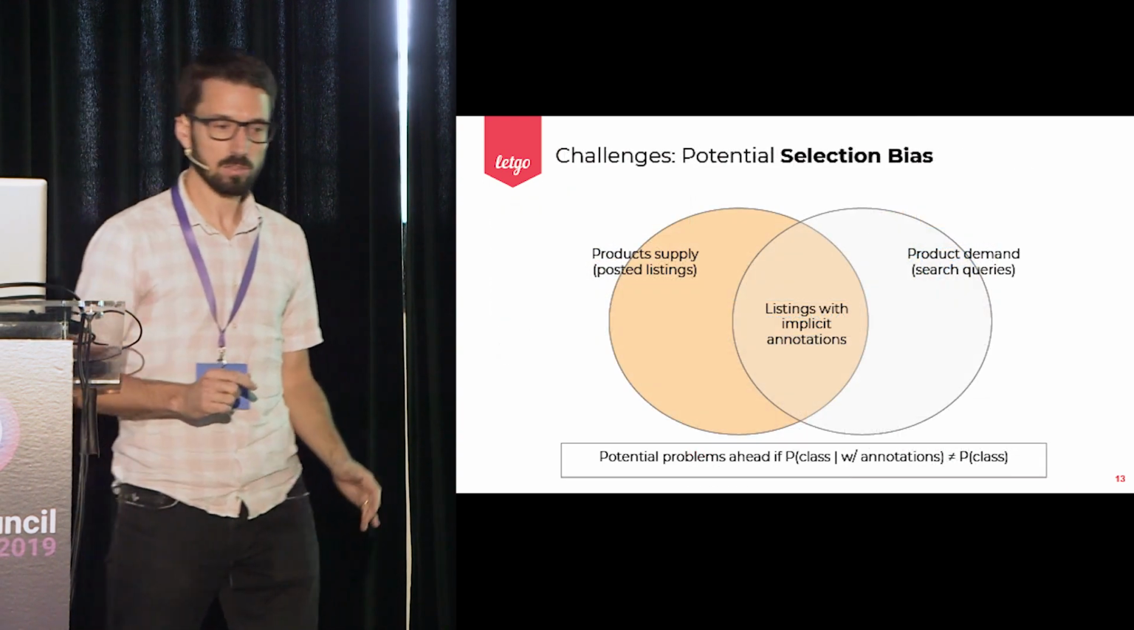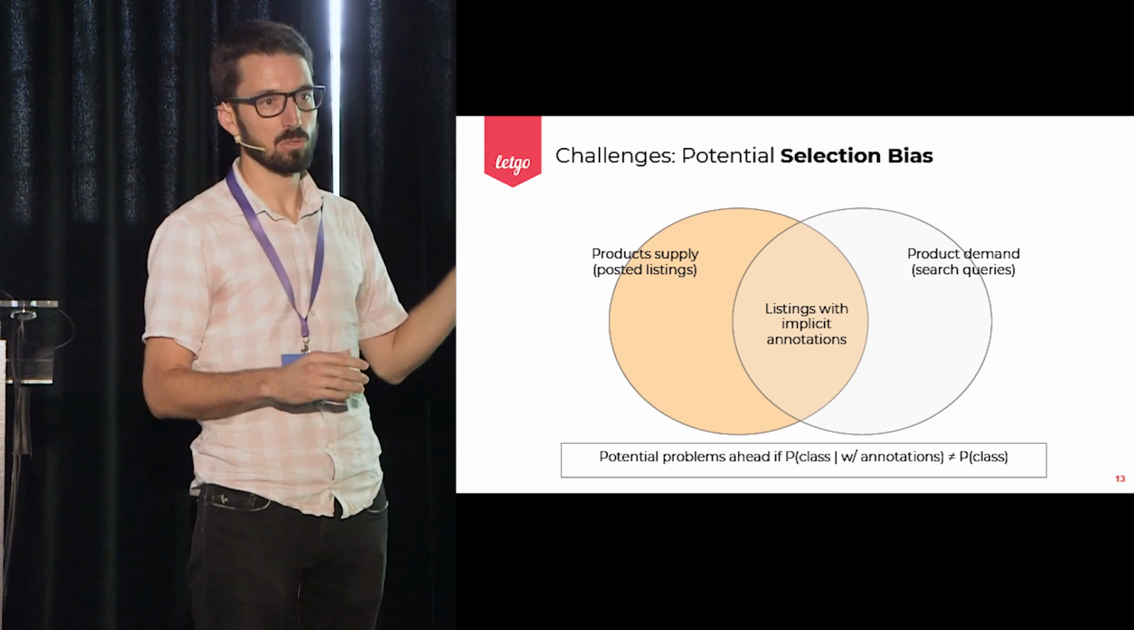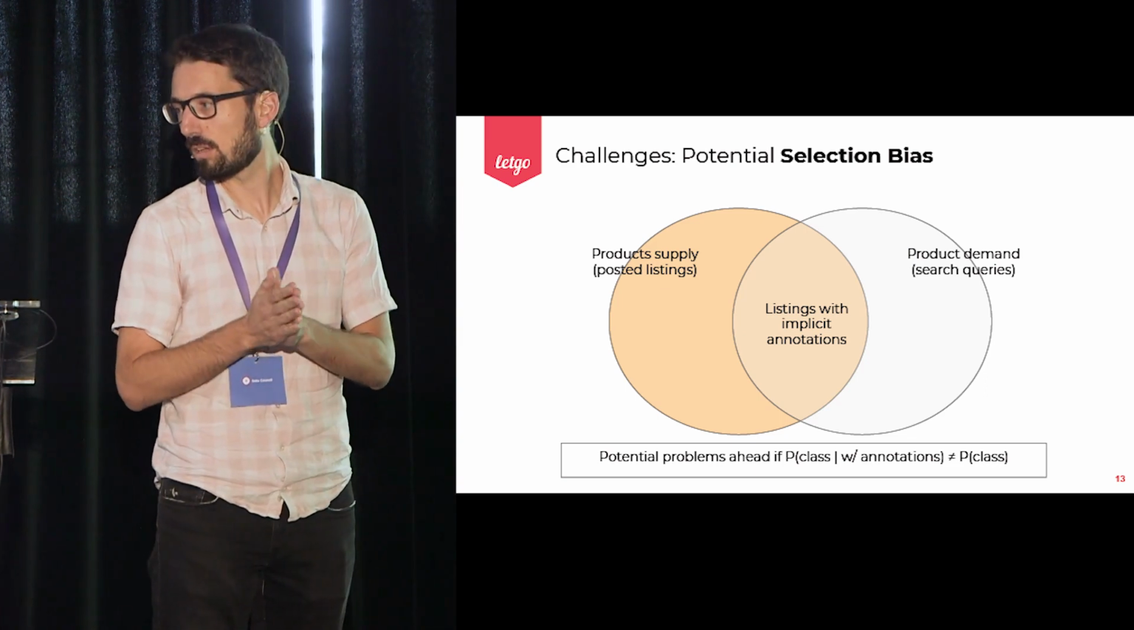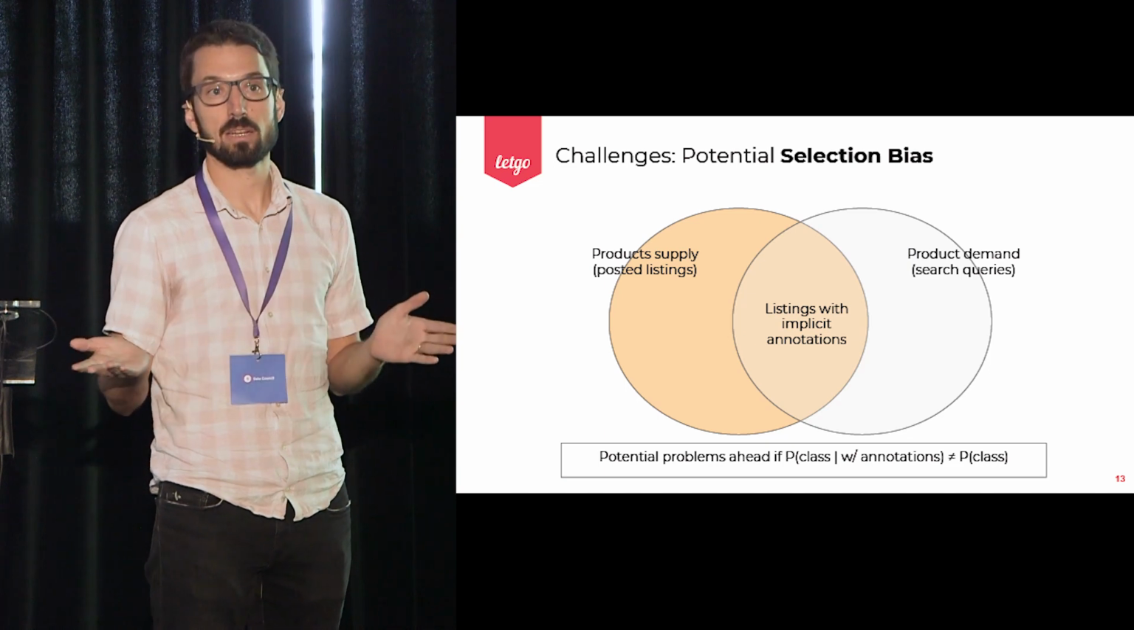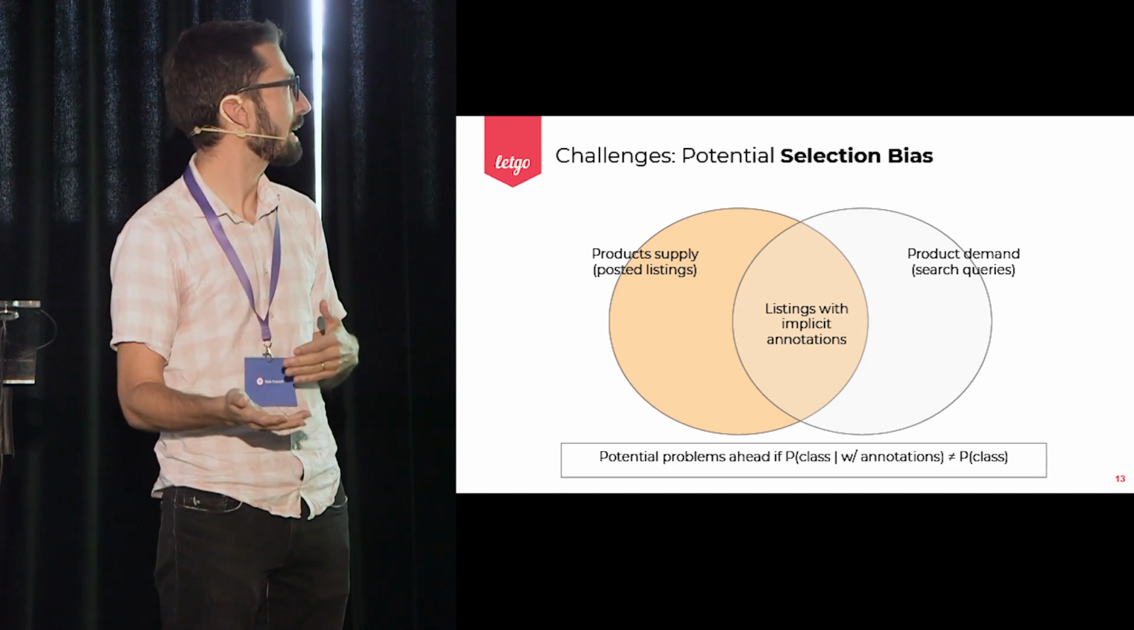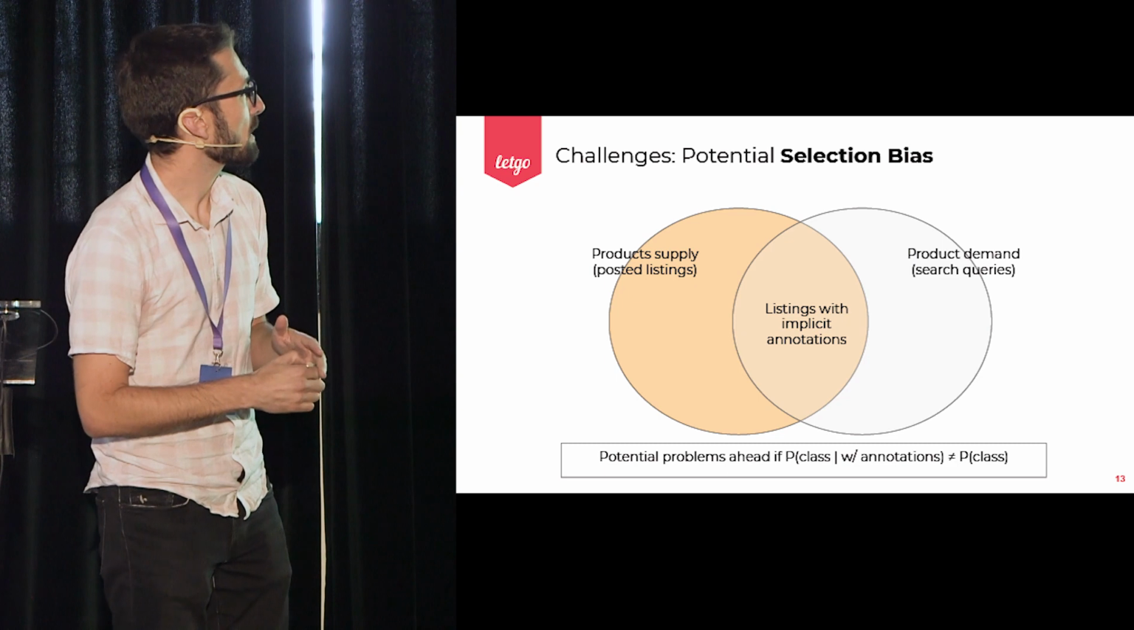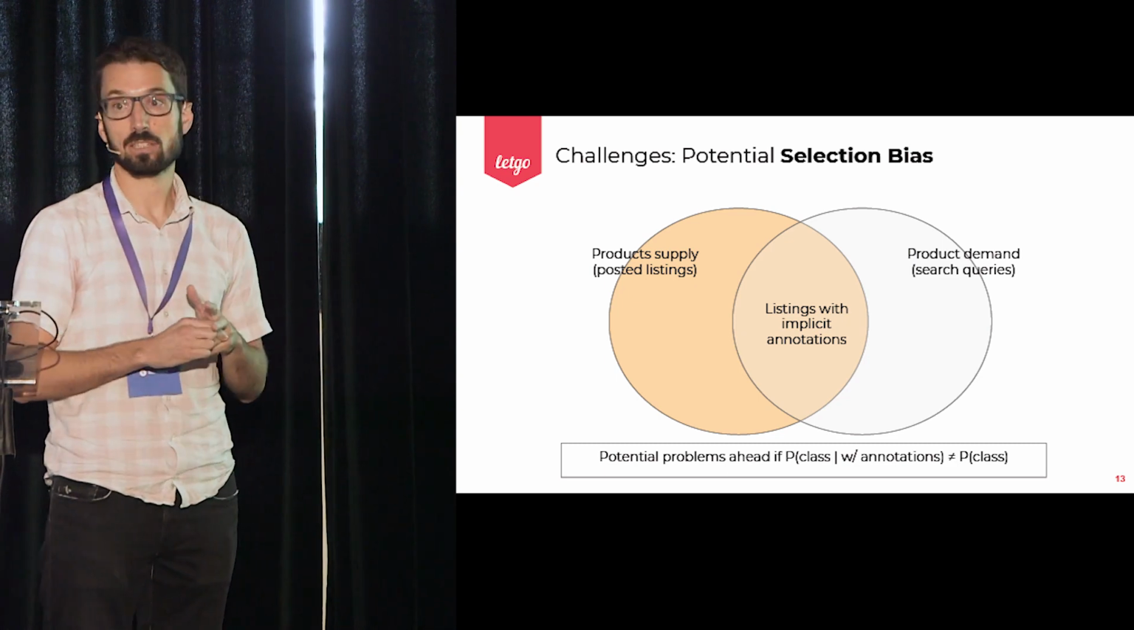So it is not all rosy in the implicit user feedback space. And there's a number of challenges, and so I wanted to highlight a few of them. The first one is that you have potential selection bias.